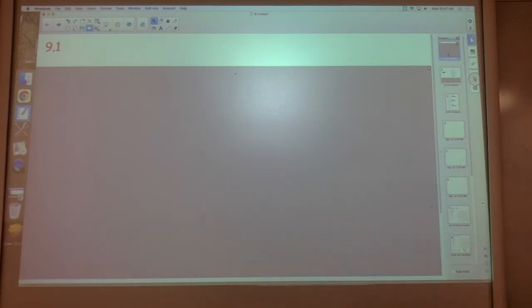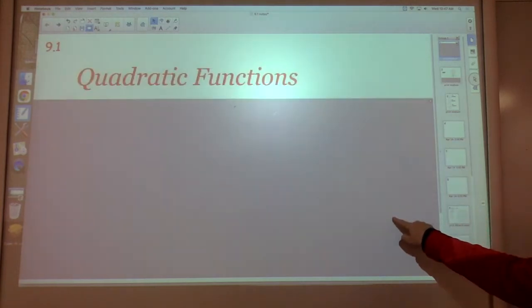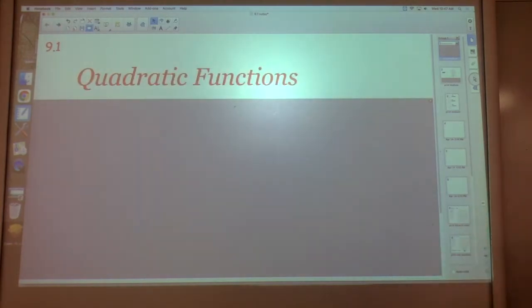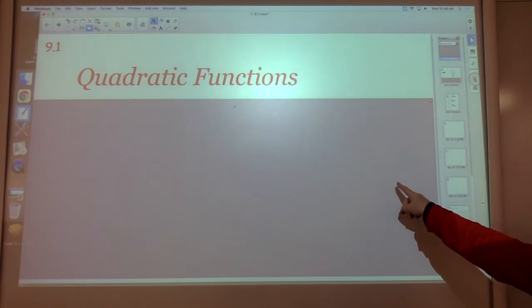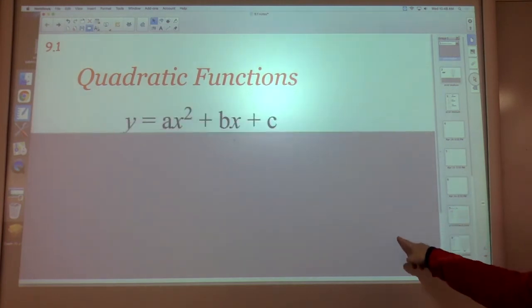Chapter 9, Section 1 for Algebra. Something you probably have never worked with before. I don't believe it was even introduced to you yet. Quadratic functions. Seems like a big word, but that doesn't mean it's more difficult. It just means that it's not linear. We've been working with y equals mx plus b and lines all of algebra, but now it's quadratic functions.